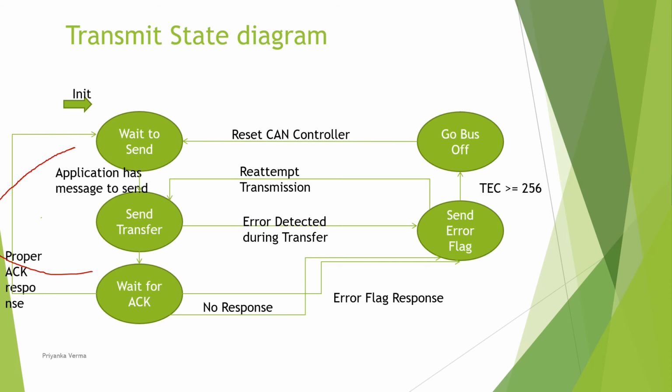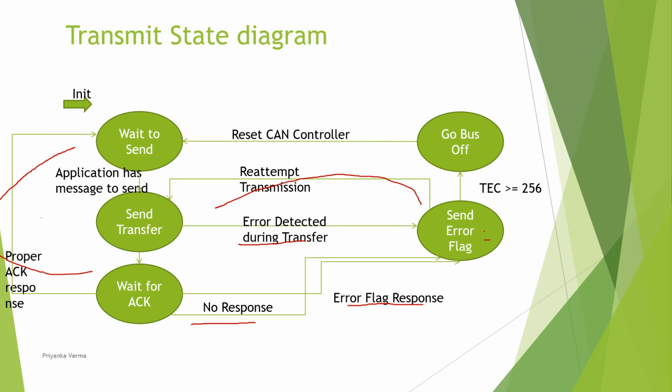For example, while sending the message here, there can be an error while the transfer happens. In case that happens, then the error flag is sent. And if there was no error in the transfer, and we were waiting for acknowledgement, and either we got no response from the acknowledgement or we got an error flag response, then again the error flag is raised.